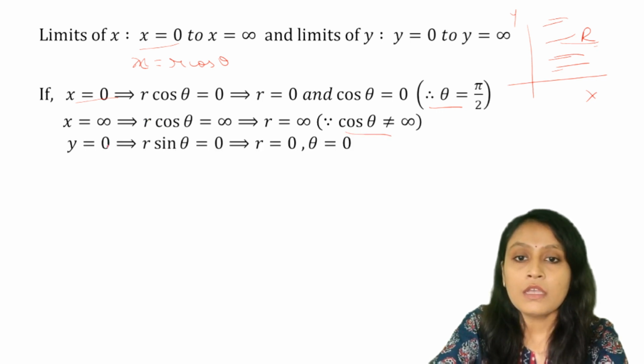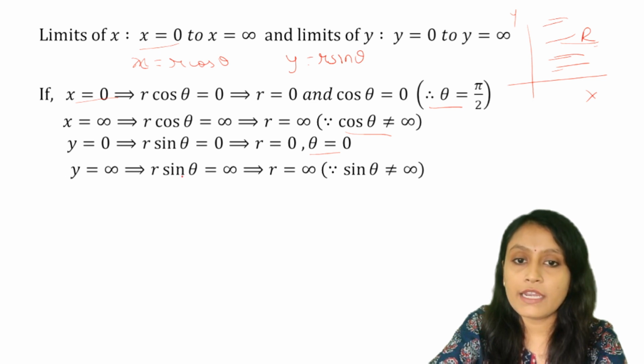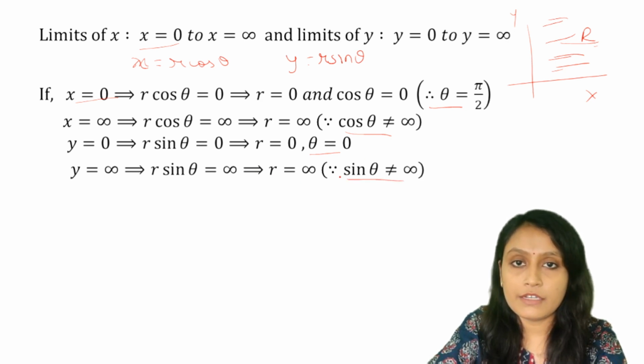Now y is equal to 0. We know y is equal to r sin theta, so r sin theta is equal to 0. From this you will get r is equal to 0 and theta is equal to 0, because sin theta is 0. And for y is equal to infinity, r sin theta is equal to infinity, so you will get r is equal to infinity because sin theta can never be infinity.